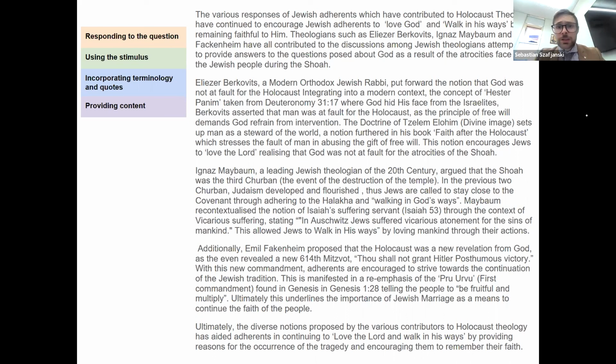The various responses of Jewish adherents which have contributed to the Holocaust theology have continued to encourage adherents to love God and walk in his ways by remaining faithful to him.